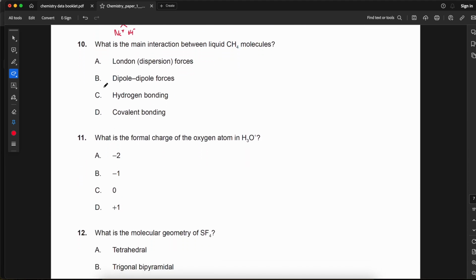What is the main interaction between liquid CH4 molecules? So the Lewis structure of CH4 is like this. You can see that the dipole moment is cancelled, so this is a non-polar molecule. If it's a non-polar molecule, there are only London dispersion forces. If it has a lone pair and the dipole moment is not cancelled out, they will have dipole-dipole forces, and if it has hydrogen bonding, which is between hydrogen and nitrogen, oxygen or fluorine, then it will have hydrogen bonding.